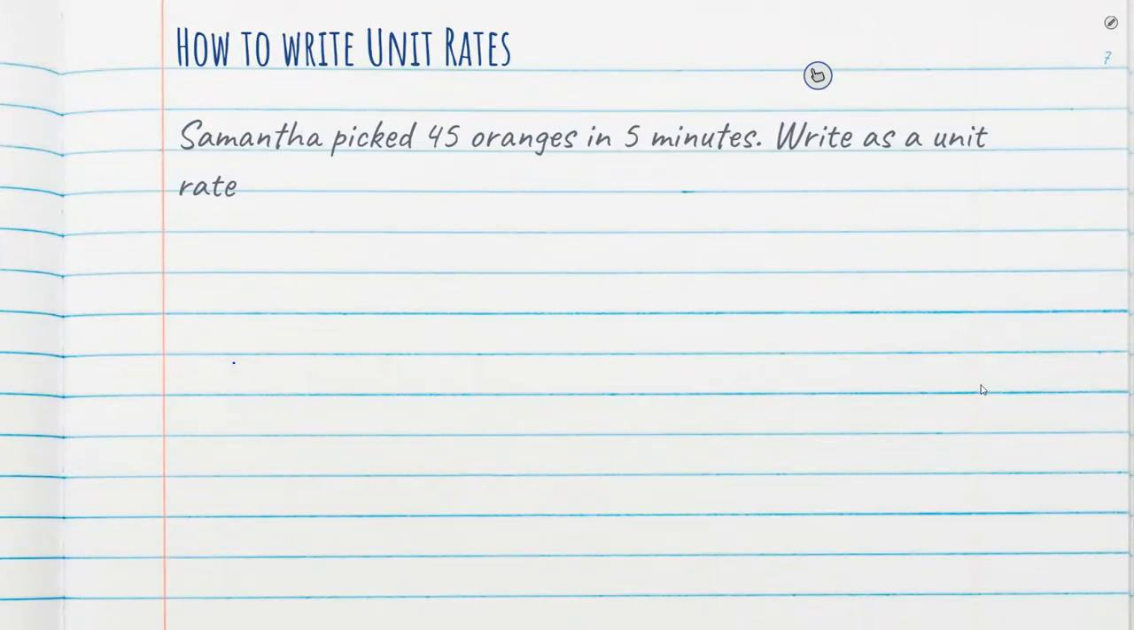All right, you do not have to write Samantha picked 45 oranges in 5 minutes. What you're going to do is write out these steps. Most of the problems you're going to see are going to say something like this: Samantha picked 45 oranges in 5 minutes. Write as a unit rate. So now these are your actual steps on how to write a unit rate. When you're doing your homework or on a test, you won't have to do it step by step. You'll be able to do it all together in one spot. But for the sake of your notes, you're going to write out each step so that you know the directions when doing this. The first is write the rate as a fraction.